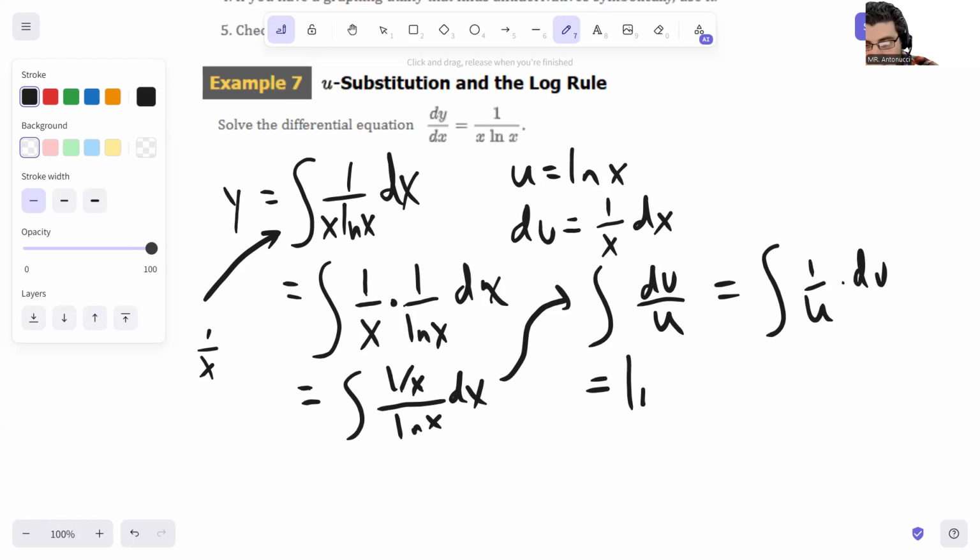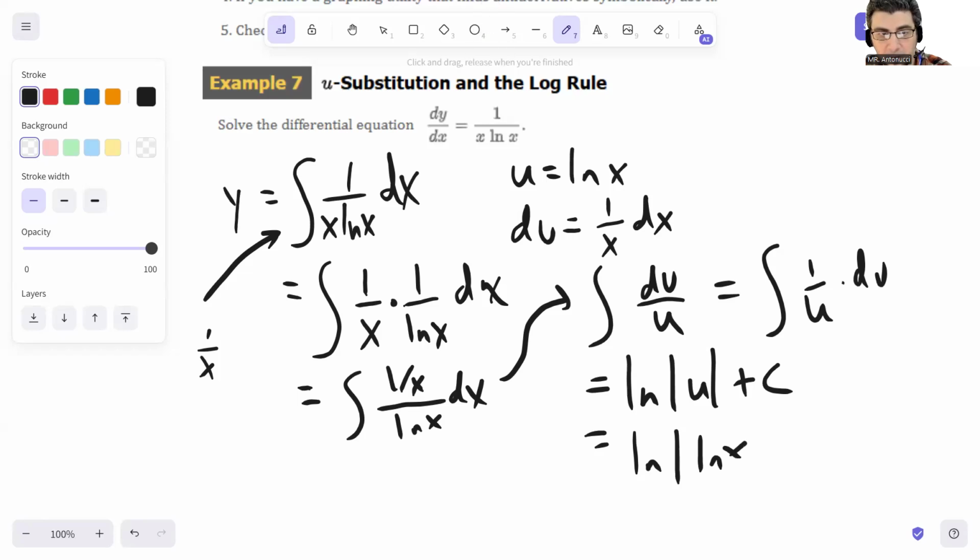In either case, the antiderivative is going to be natural log absolute value of u plus c. And back substituting the u, you get natural log of the natural log of x plus c. So you have a log of a log, a log inside a log there.